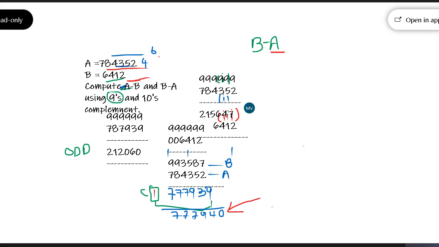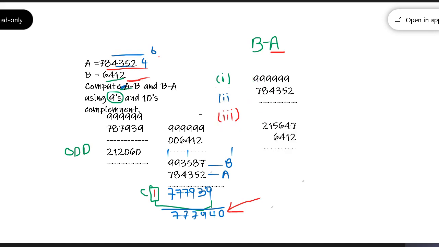Okay. So what will I get? 7 plus 2, 9. Okay. 4 plus 1, 5. Okay. 6 plus 4, 10. Carry 1. So 12. 12. Okay. 1, 2, and again 2. Okay.